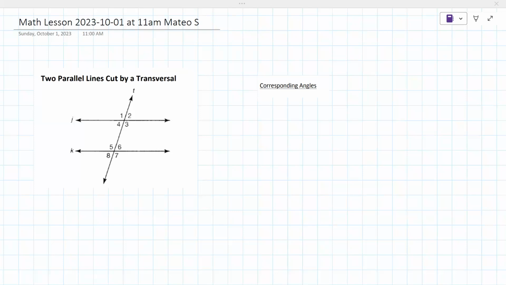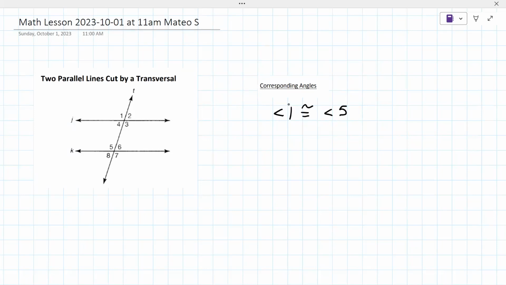There are 4 sets of corresponding angles here. Can you tell me any of them, some of them? Yeah, 1 and 5. All right, so let's be clear on how you write it. You write that angle 1 is congruent to angle 5. Did you see that in class?